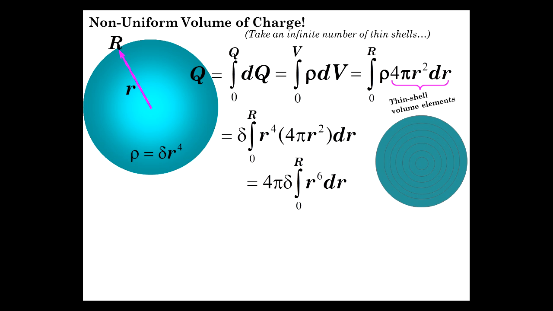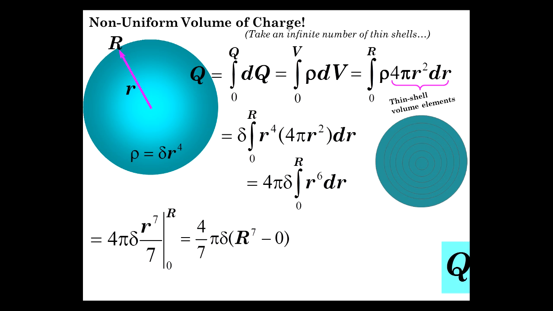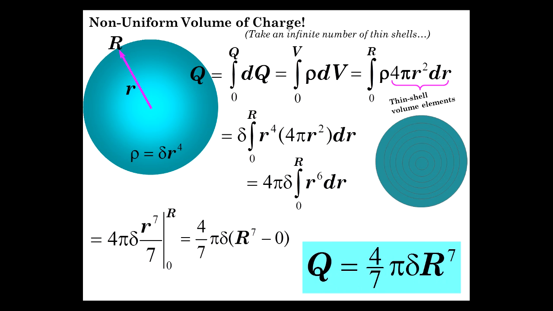The 4 pi comes out as well. R to the fourth and r squared gives us r to the sixth dr. So when we do that integral, we get r to the seventh over 7 from 0 to R. 4/7 pi delta R to the seventh is the answer to the question, how much charge does this sphere have in total? And there it is. Now let's solve for the electric field as a function of r.